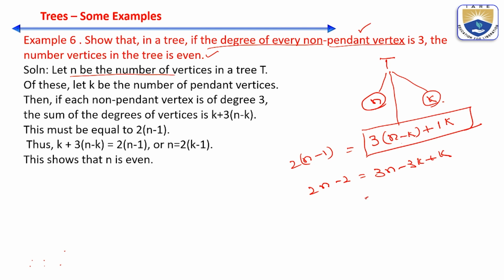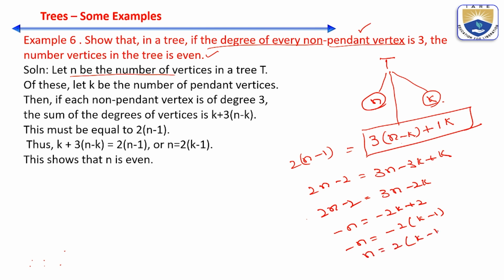So subsequently we can get minus 3n minus 2k equals 2n minus 2. Which is nothing but we are going to consider it as n. This is minus n equals minus 2k plus 2. So n equals minus 2 into k minus 1, so this is minus n. So the total number of vertices is 2 into (k minus 1). Whatever the k value is, we are going to multiply it with 2. So we can say that it is an even number.